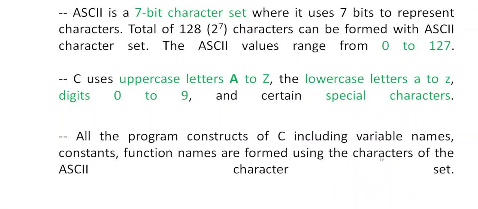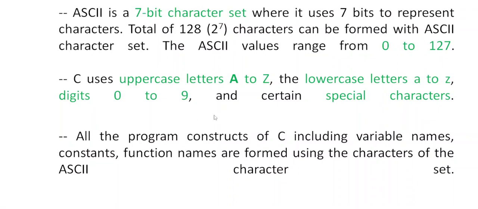All the programming constructs of C, including variable names, constants, and function names, are formed using characters of the ASCII character set. Whatever the name may be, a variable name, constant name, function name, etc. We'll study what is variable, constant, and function in the coming sessions. But all these things will have names, and all these names are made out of the characters of the ASCII character set. Or in simple terms, these are the characters which can be used to create programs in the C language.